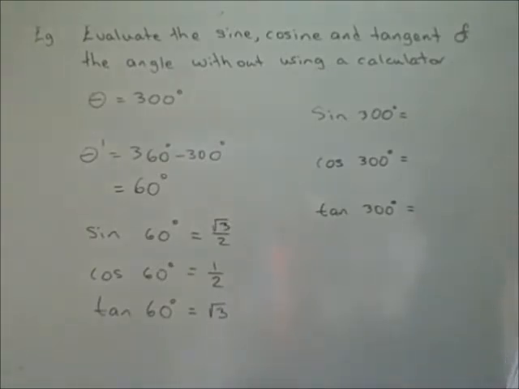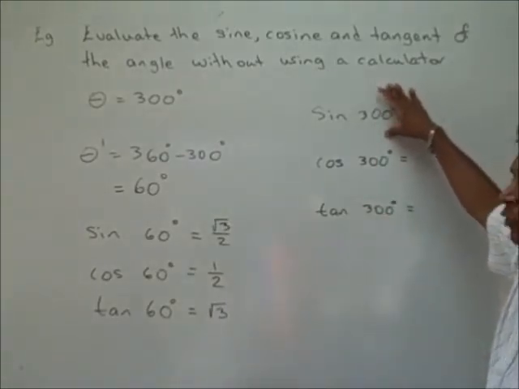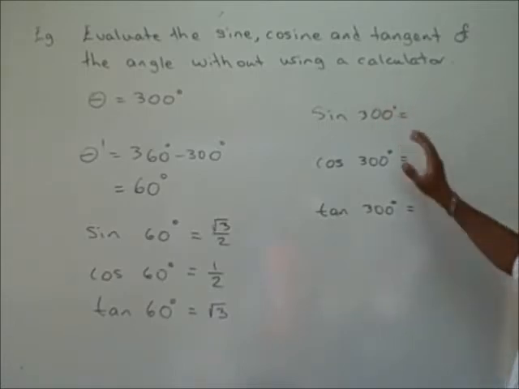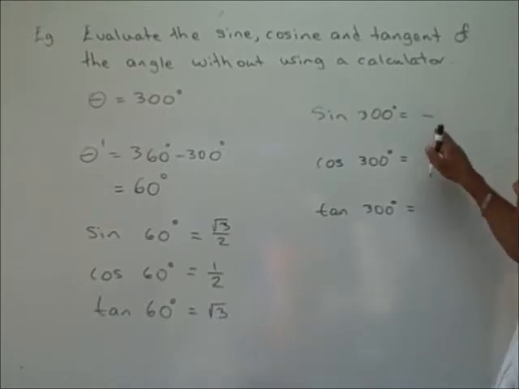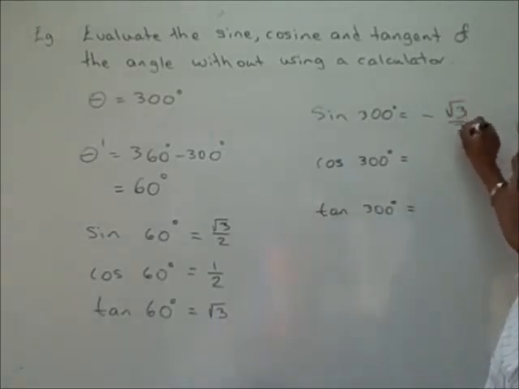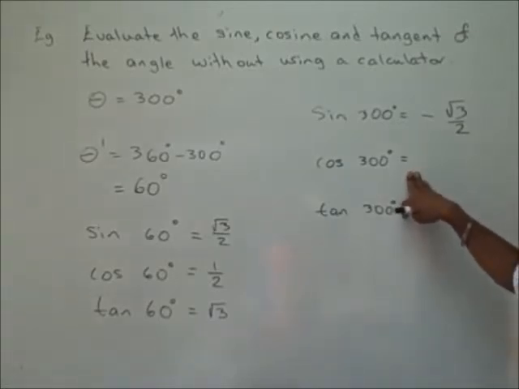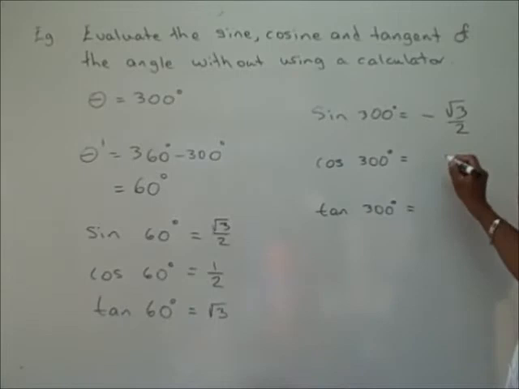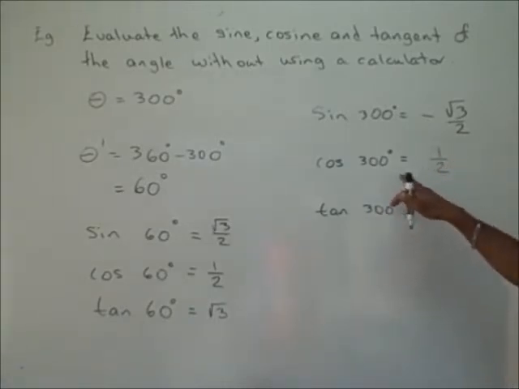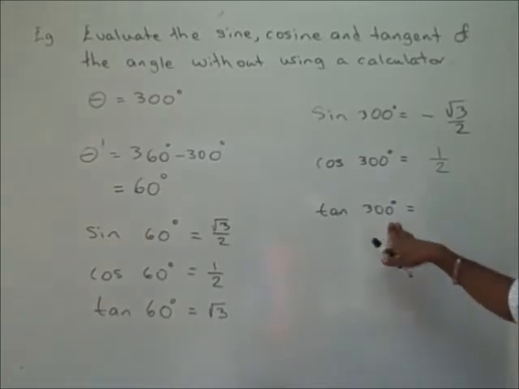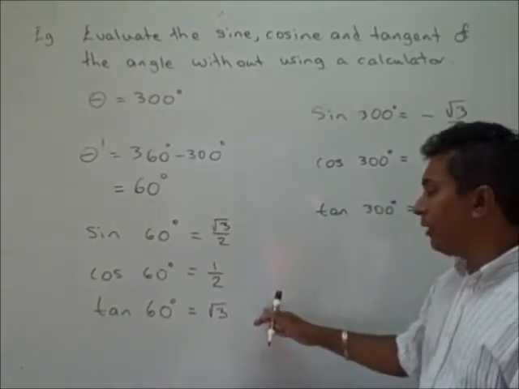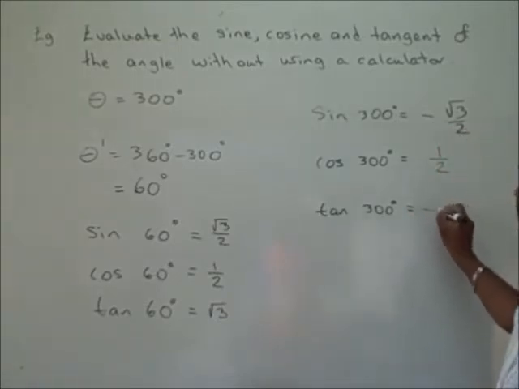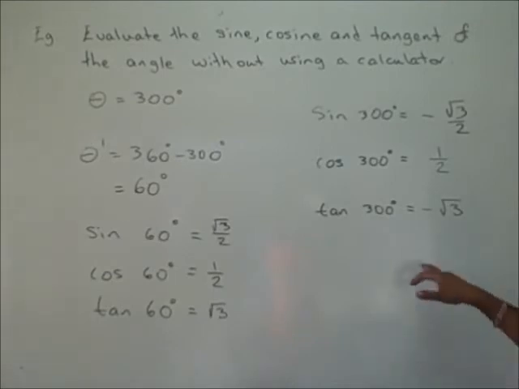However, we need to keep in mind the quadrants. We know 300 degrees is in the fourth quadrant, so the sine of 300 must be negative. Therefore, the sine up here would be negative square root of 3 over 2. Similarly, the cosine of 300 is equivalent to the cosine of 60, and in the fourth quadrant, cosine is positive. Tan of 300 is equivalent to its reference angle, however, in the fourth quadrant, tan is negative, so this would be negative square root of 3. So we can find the reference angle and use the sign from the corresponding quadrant to determine the exact value of that angle.